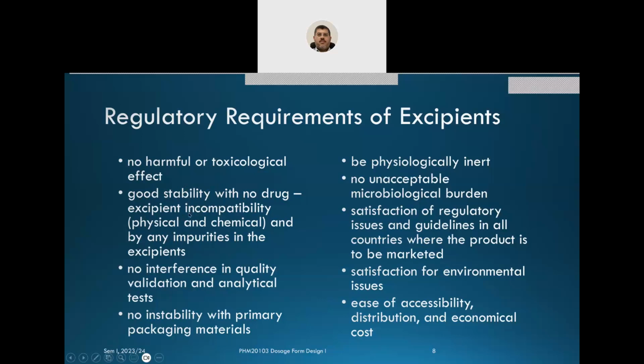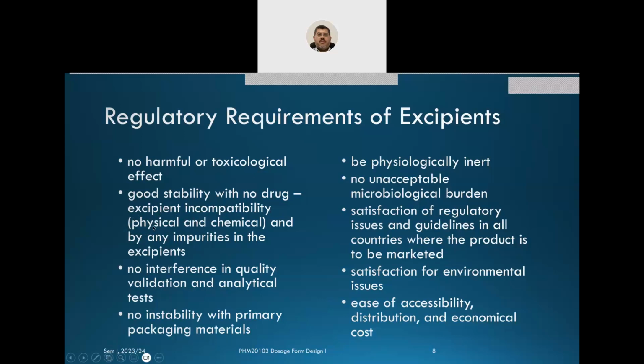So when we say incompatible, it means it will interact. When we say compatible, it means it doesn't interact and doesn't affect the API. Physical and chemical compatibilities: in general, most of them are physical, where you can see a change in color or precipitation. So we call it physical.